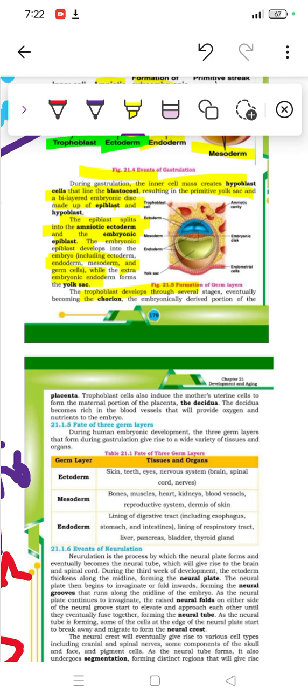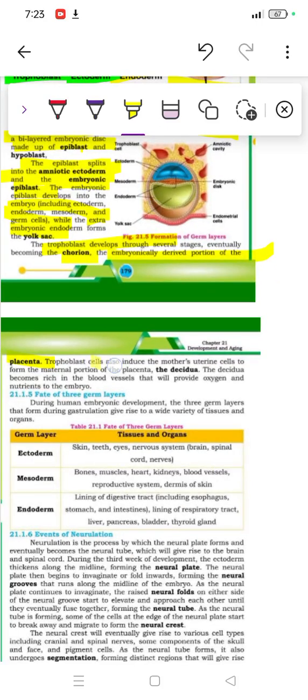The trophoblast develops through several stages, eventually becoming the chorion, as mentioned, and the embryonic portion of the placenta. So the trophoblast, as I mentioned, is divided into two more parts, chorion and then the other, which is placenta. So they provide nutrition and perform such functions. Trophoblast induces the mother's uterine cells to form the maternal portion of the placenta, which is the decidua, a structure that becomes rich in blood vessels, which will provide oxygen and nutrients to the embryo, right?